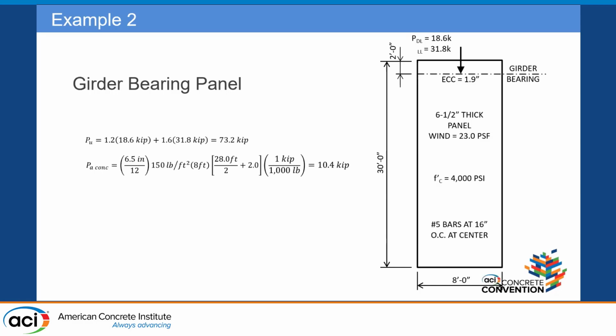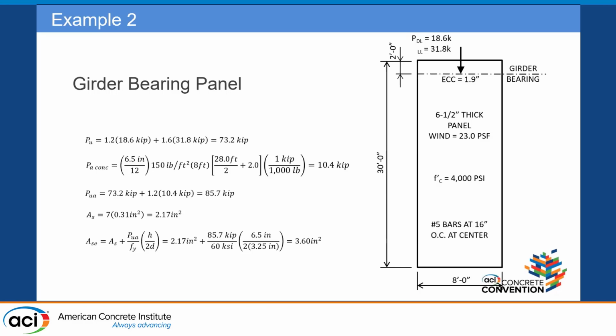This is a panel with a girder load put on it, an 8-foot wide panel, number 5 bars at 16 inches on center. Factored load 73 kips, applied concrete weight, we get a total applied load of 85.7 kips. Area of steel, effective area of steel, because we've got lots of axial load, that goes up.